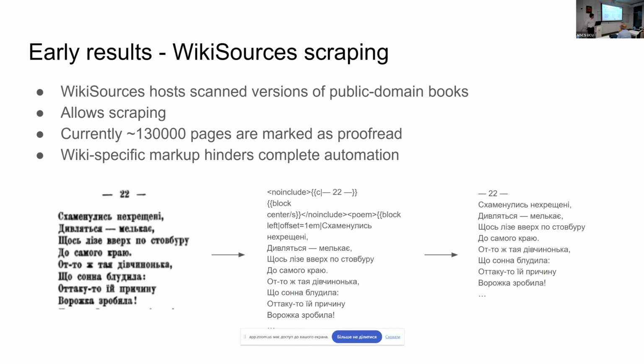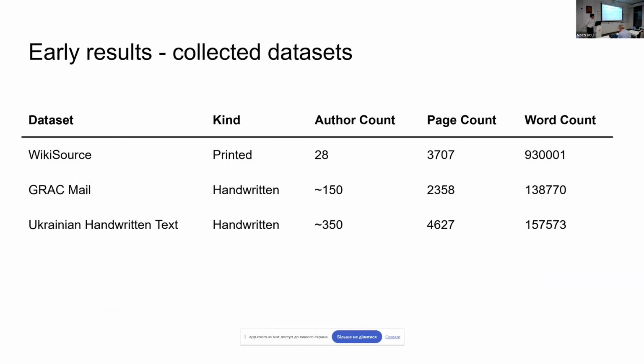However, the wiki-specific markup, which can be seen in the middle column, hinders the complete automation of the process because there are some tools that can parse this wiki source markup, but some specific blocks have to be added manually. So there was a lot of manual addition of these blocks to tell the algorithm how to handle these specific markings.